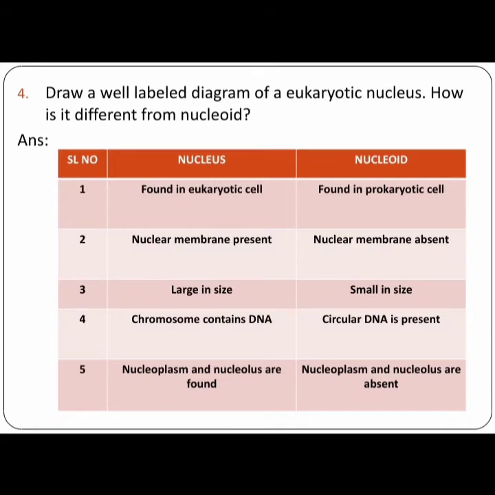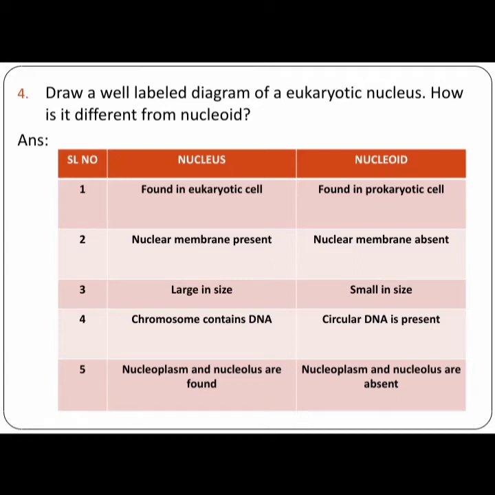next is: draw a well labeled diagram of a eukaryotic nucleus. How is it different from a nucleoid? You should know the difference between nucleus and nucleoid. First let us see the nucleus. It is found in the eukaryotic cell, whereas the nucleoid we see in bacteria. Since bacteria is a prokaryotic cell, the nucleoid is found in the prokaryotic cell. In the case of the nucleus we see a nuclear membrane, whereas in the case of the nucleoid we don't see any nuclear membrane. So the nuclear membrane is absent.